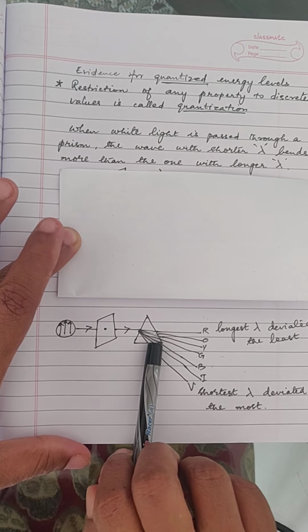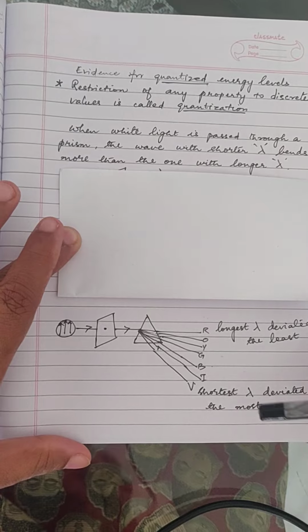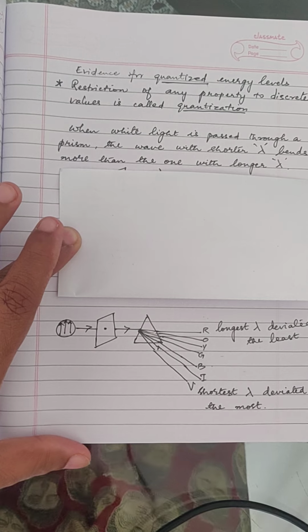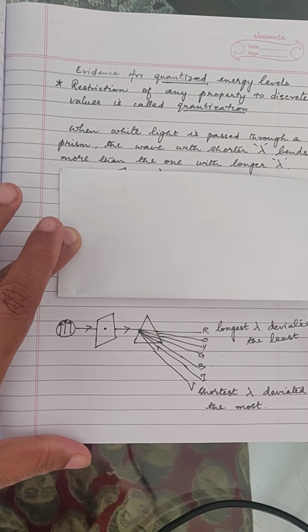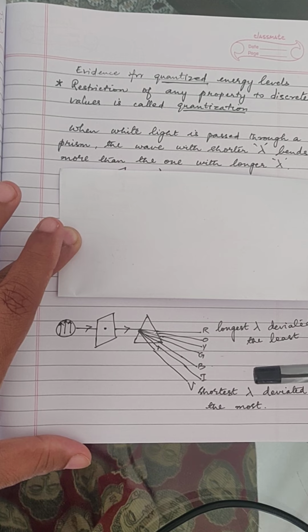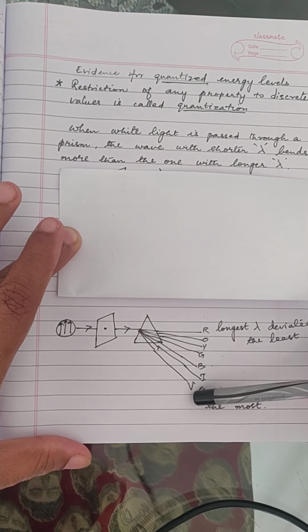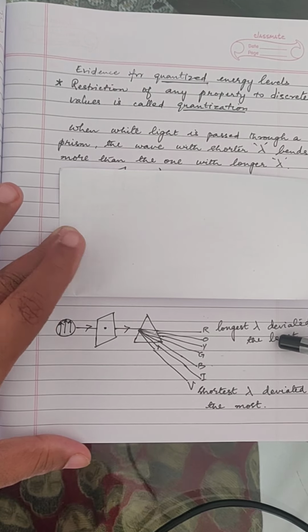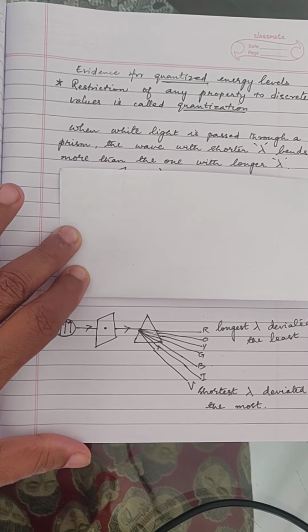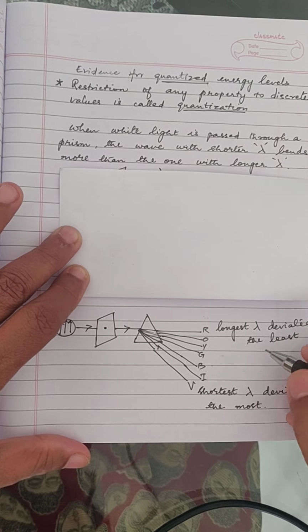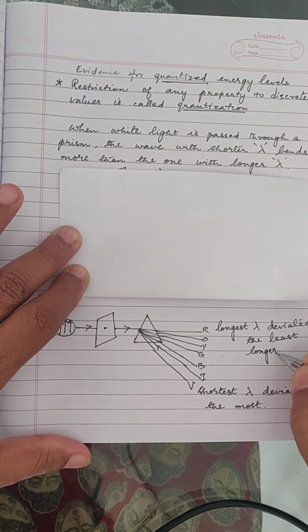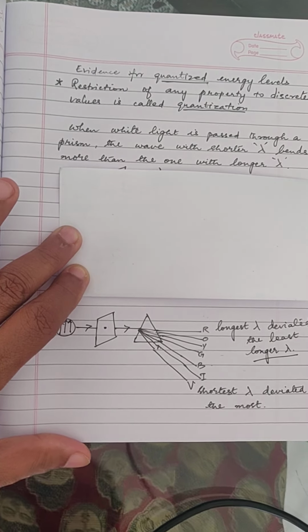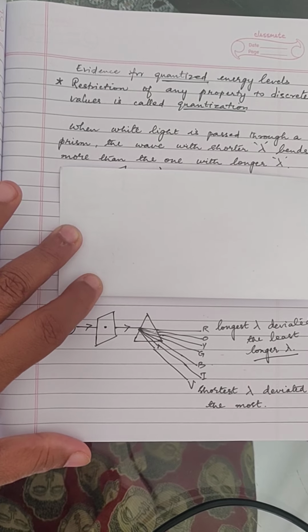So this is what you call VIBGYOR. V for violet, indigo, blue, green, yellow, orange and red. So you know this. Now here what you see, violet is deviated the most and red is deviated the least. And the one which is deviated the least has a longer wavelength, and the one which is deviated the most will have a shorter wavelength.